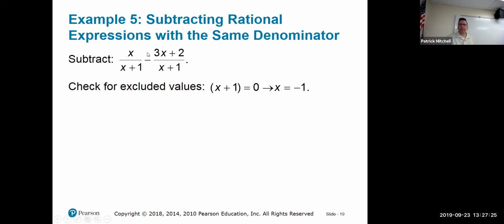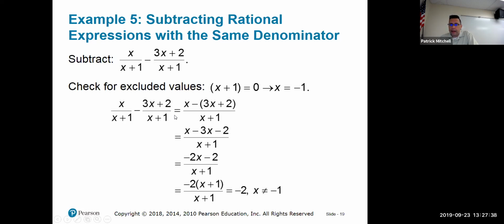So this expression, the original expression, is undefined when x is -1. That value is going to be excluded. Now, since these two have the same denominator, that's easy. You just keep that same denominator. So here is the denominator x plus 1.